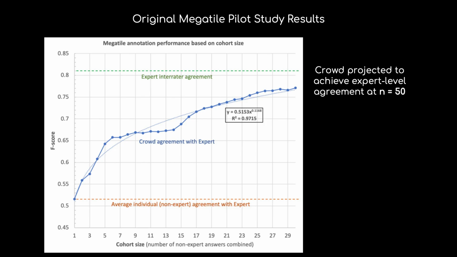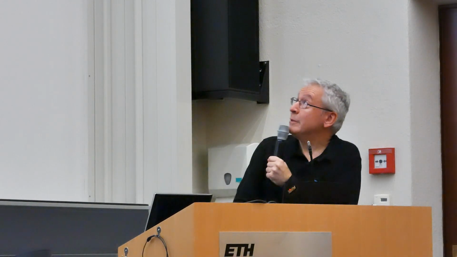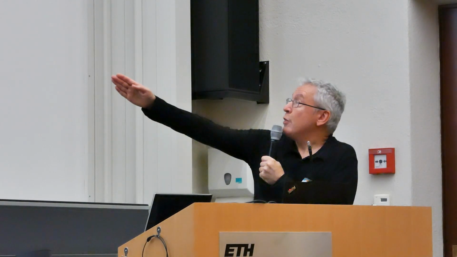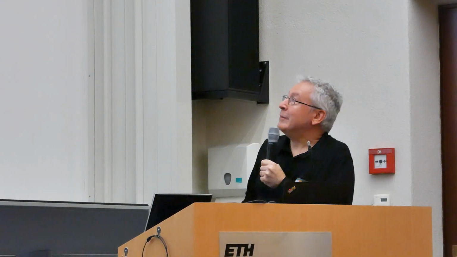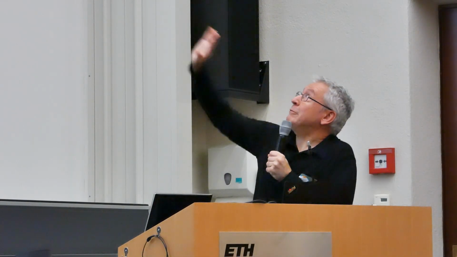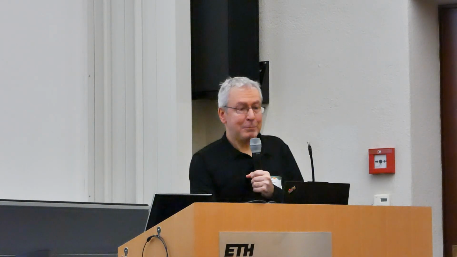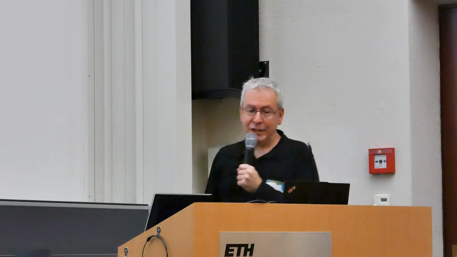And our idea is if we can get the crowd to agree with either expert at least as much as the experts agree with each other, then we've achieved sufficient level of performance. But you can see that with 30 people responding about the very same megatile, we're getting close, but we're still not at that expert level of agreement. In fact, here projected out, it would take about 50 people. That's a lot of people looking at the same thing, not very efficient.